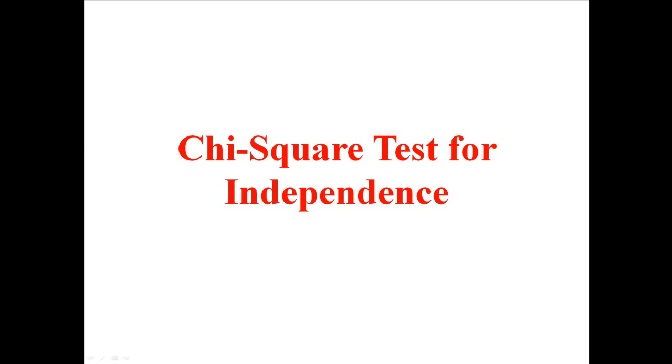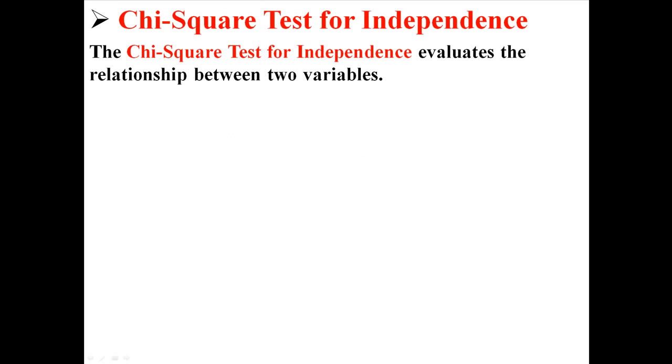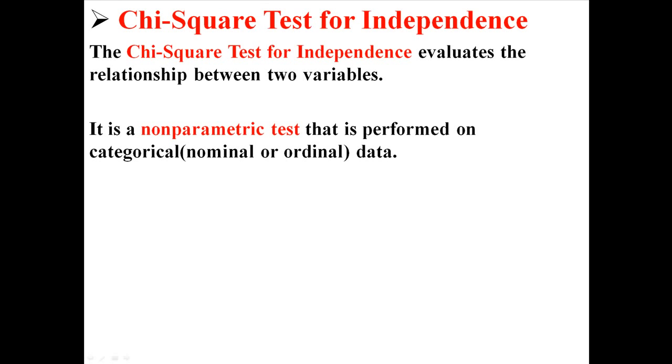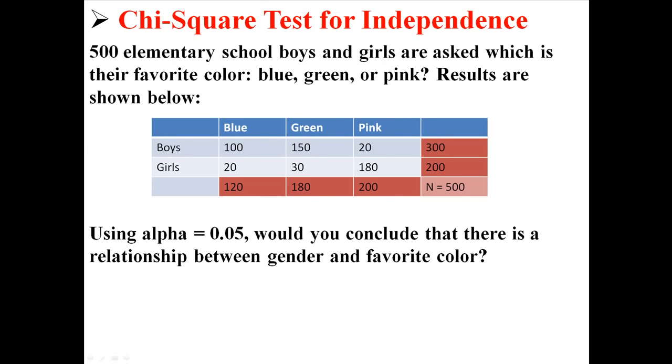Another kind of chi-square test is the chi-square test for independence. Now, the chi-square test for independence evaluates the relationship between two variables. It is a non-parametric test that is performed on categorical data, that is, data that is measured on a nominal or an ordinal scale. So take this example.